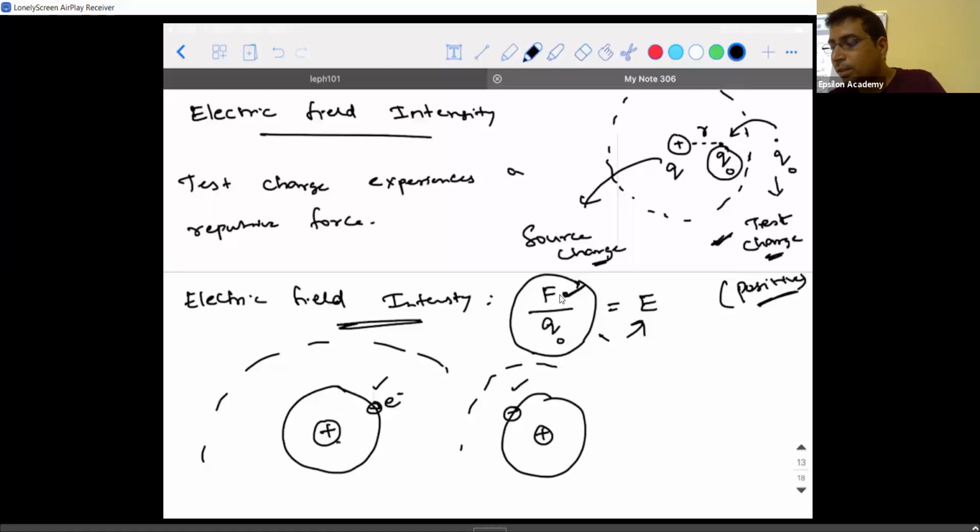Because the nucleus of the first hydrogen atom is trying to pull this one. In a similar way, the nucleus of this is trying to pull this one. Are they not able to form a bond? If they come even more close, what do you think will happen? So there will be a particular extent.